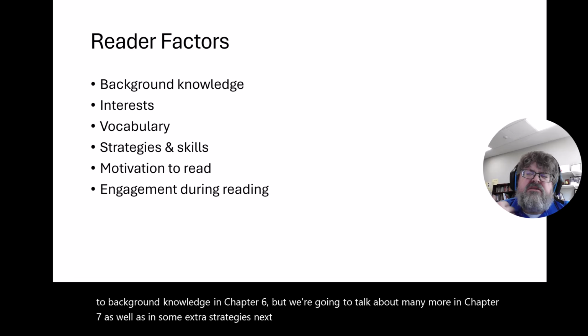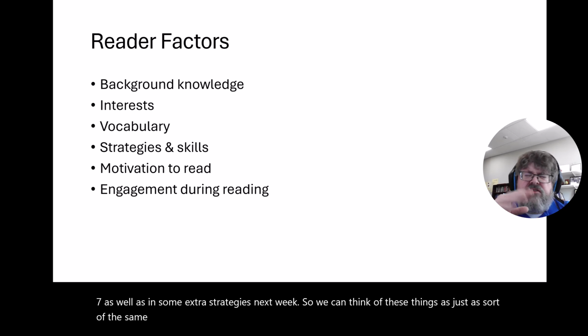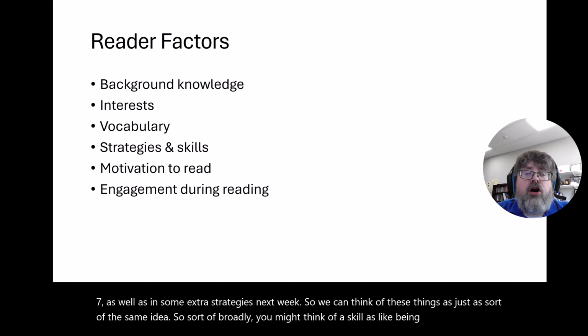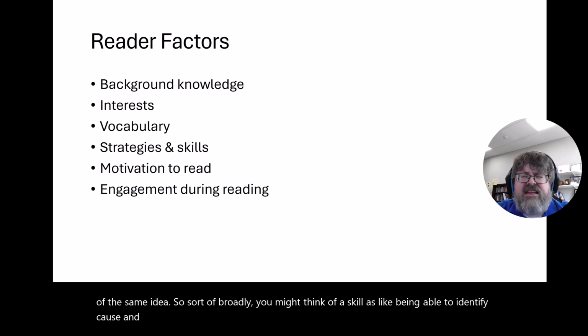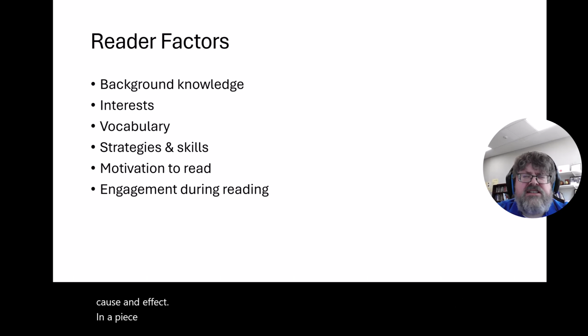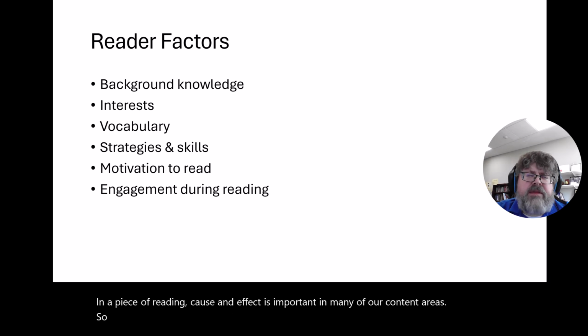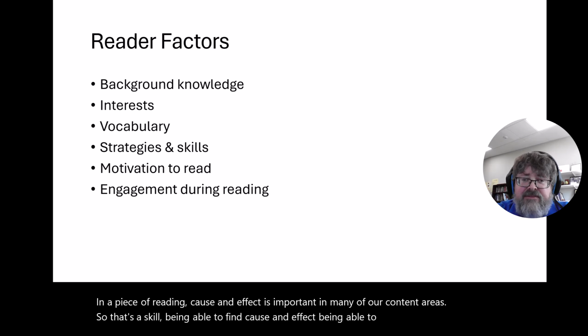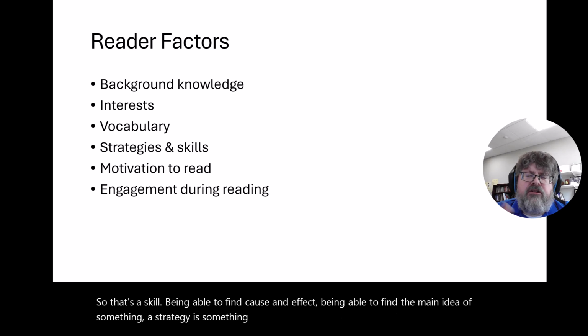So we can think of these things just as sort of the same idea. Sort of broadly, you might think of a skill as being able to identify cause and effect in a piece of reading. Cause and effect is important in many of our content areas. So that's a skill, being able to find cause and effect, being able to find the main idea of something. A strategy is something that helps you do that or that helps you understand the reading.